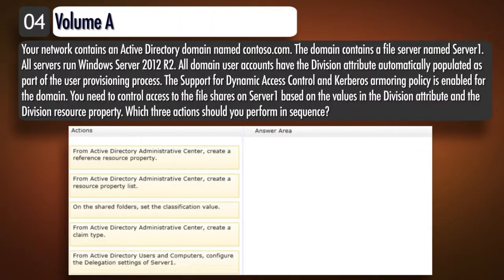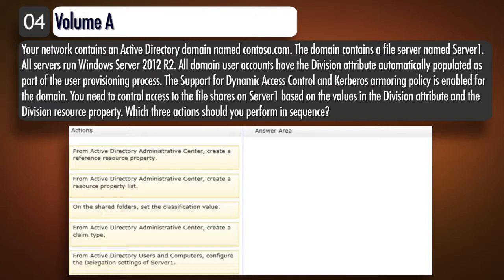Question 4, Topic 1. Your network contains an Active Directory domain named contiso.com. The domain contains a file server named Server1. All servers run Windows Server 2012 R2. All domain user accounts have the division attribute automatically populated as part of the user provisioning process. The support for dynamic access control and Kerberos armoring policy is enabled for the domain.